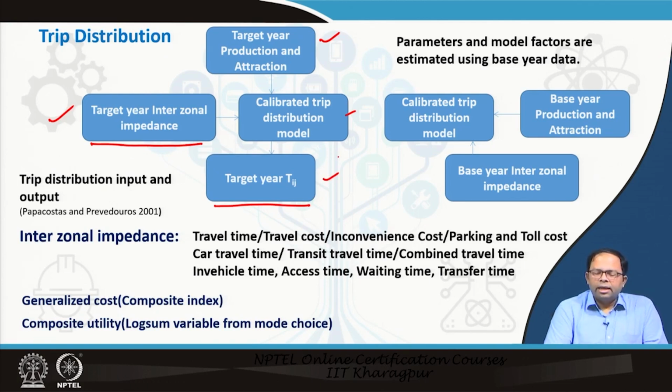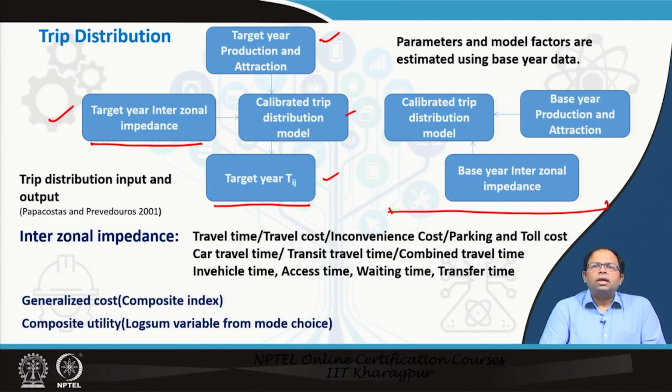Whereas this calibrated trip distribution model is actually developed based on base year production and attraction and base year interzonal impedance. This is what I explained in the last slide as well. So, this is how we develop this trip distribution model.